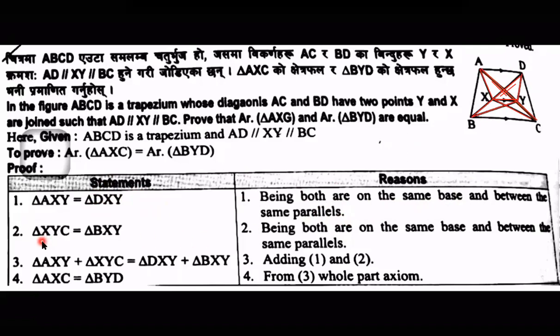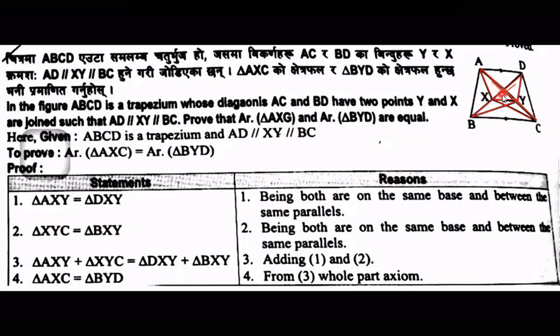In the same way, let us see the next triangle standing on the bottom side. If you rotate your copy, you can see this is the base and this is the triangle. They are standing on base XY and between the same parallel lines BC and XY. So triangle XYC and triangle BXY are equal to each other because they are also standing on the same base and between the same parallel lines.